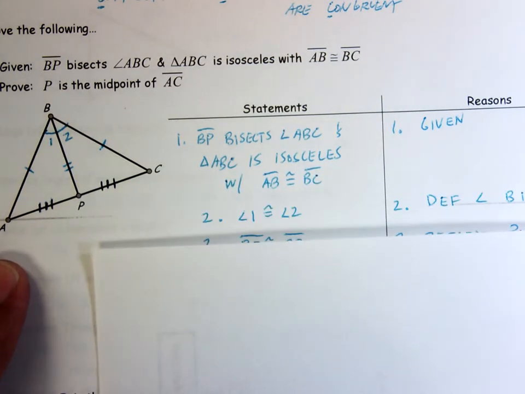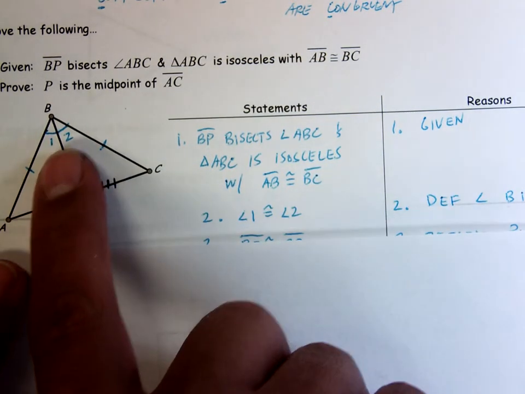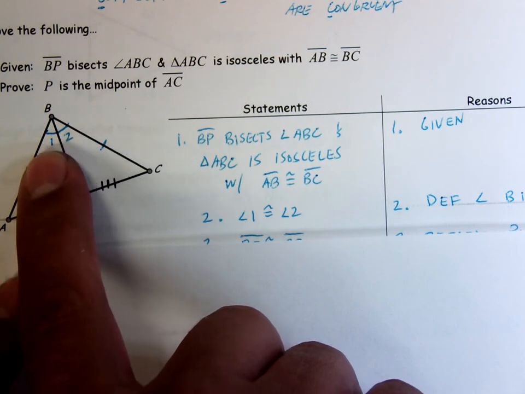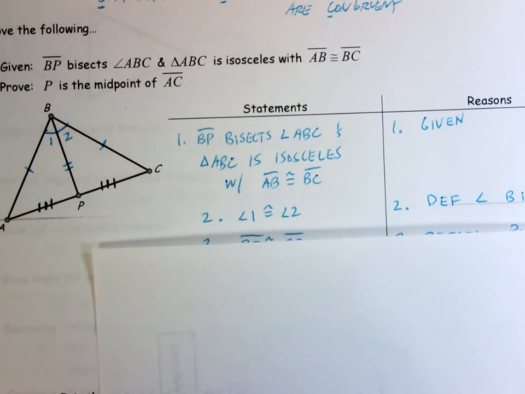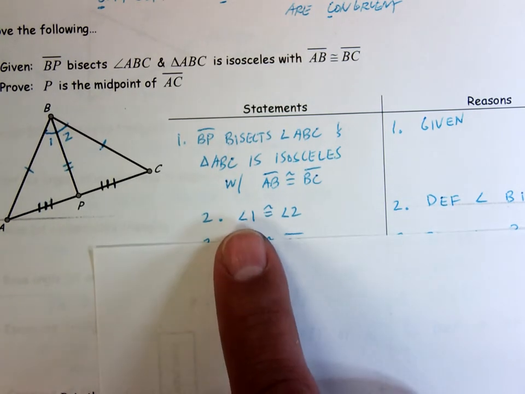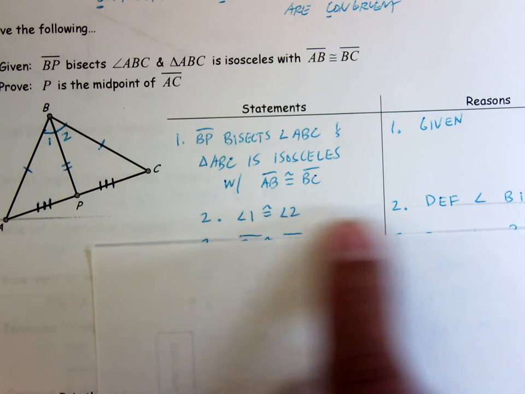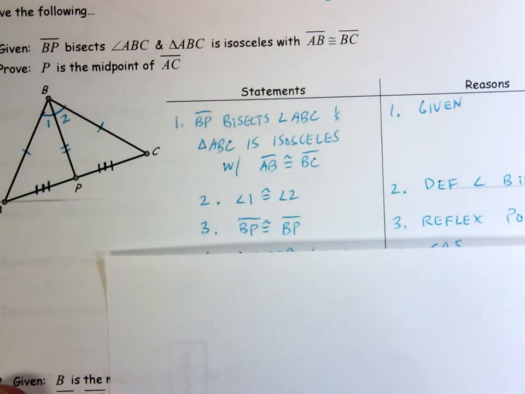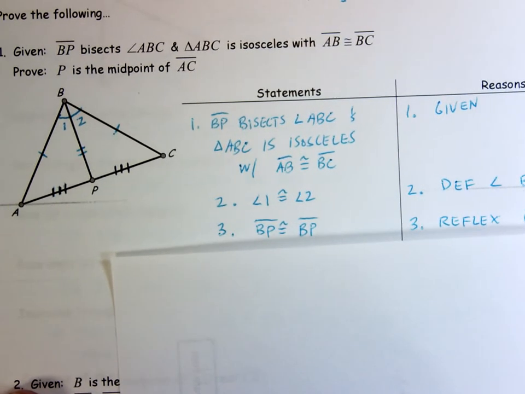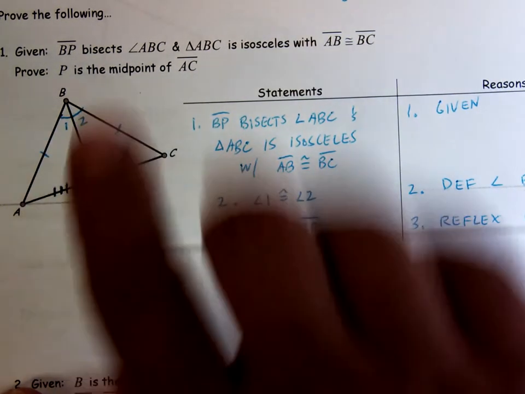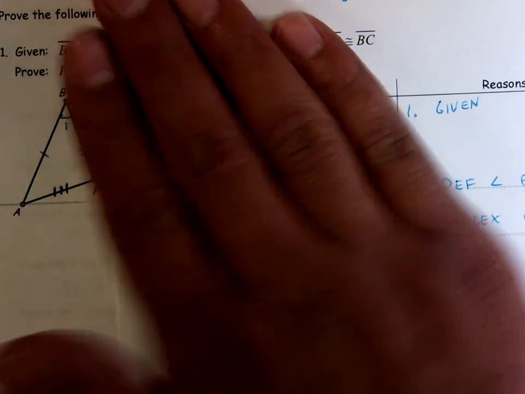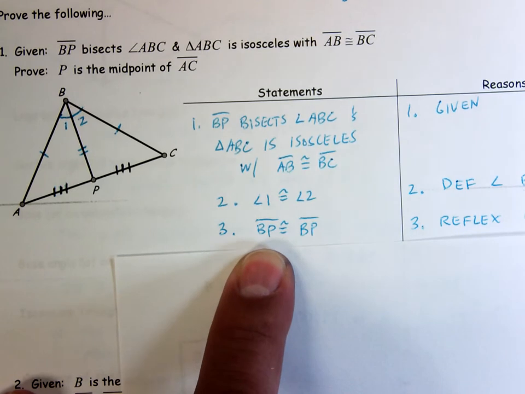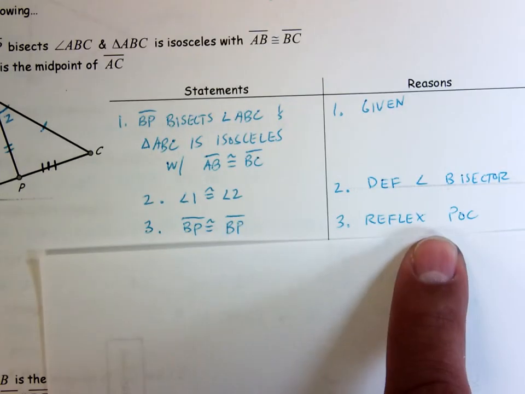Okay, now, because it's a bisector, I know that these two angles have to be the same. So I'll call one angle 1 and I'll call one angle 2 just so I can give it a name. So then angle 1 must be congruent to angle 2 because of the definition of angle bisector. Okay? So now BP must be congruent to BP. So BP in this left triangle is congruent to the BP in the right-hand triangle. So BP is congruent to BP by the reflexive property of congruence.